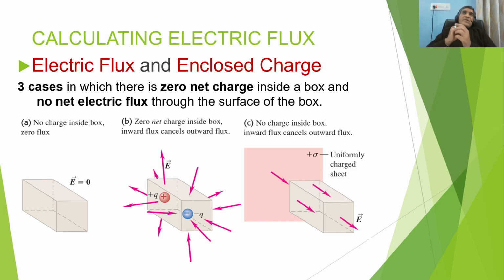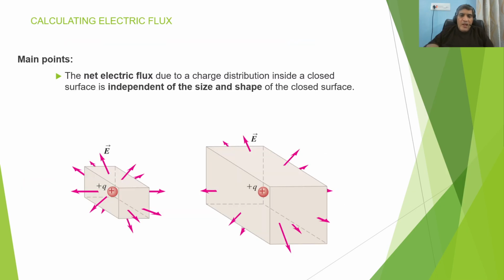And if we have some charges, say plus q charge, 2 plus q charge, 2 minus q charge, by adding these charges the net charge is zero, so the electric flux is zero. I think you will understand better by this PPT what the electric flux is and how we calculate it. So this is again a PPT regarding some main points. The net electric flux due to a charge distribution inside a closed surface is independent of the size and shape of the closed surface. This point is very important regarding your CUET entrance examinations.